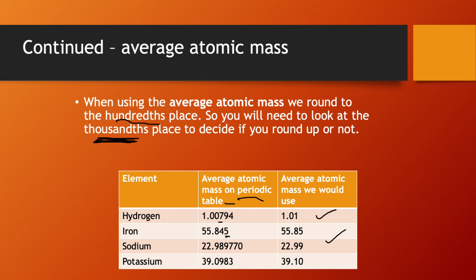Sodium, looking at the thousandths place, I have a 9. 5 or greater, I round up. So sodium's average atomic mass that we would use is 22.99. And then potassium, looking at the thousandths place, I have an 8. 5 or greater, we round up. So that would be 39.10.